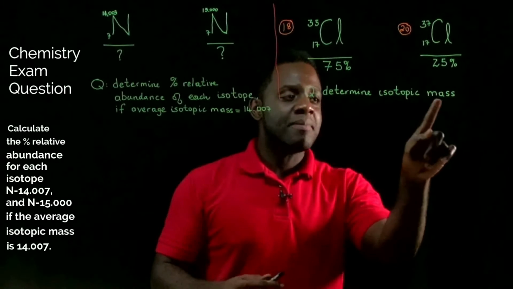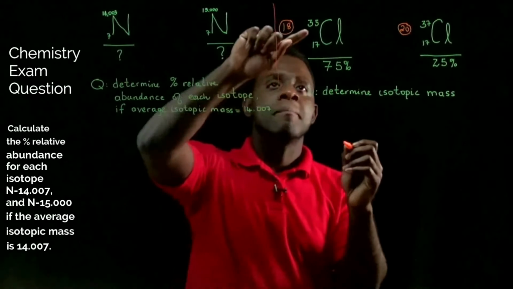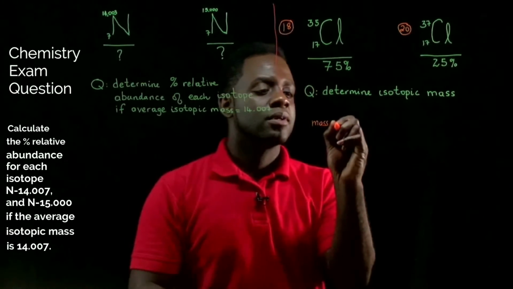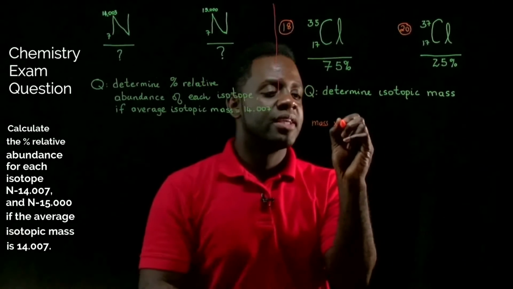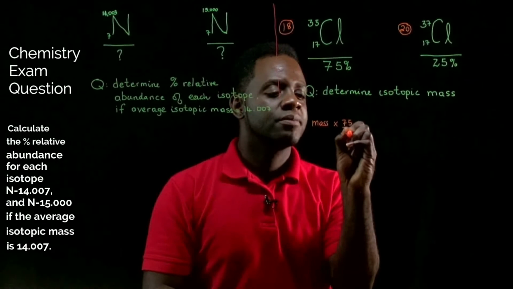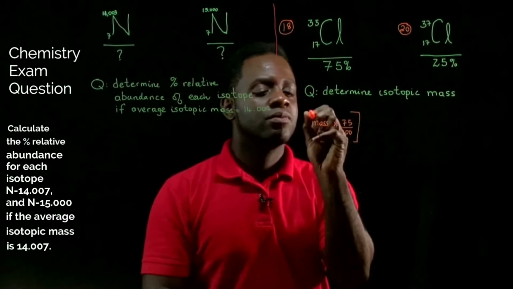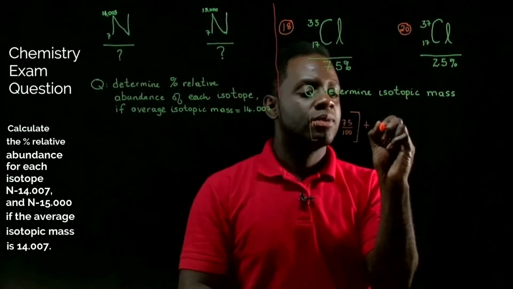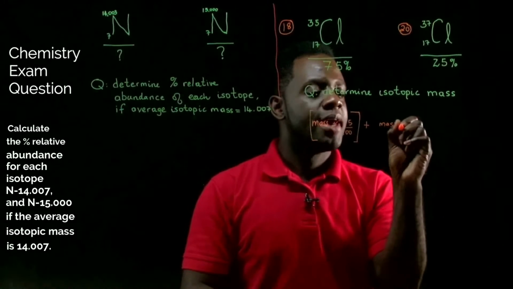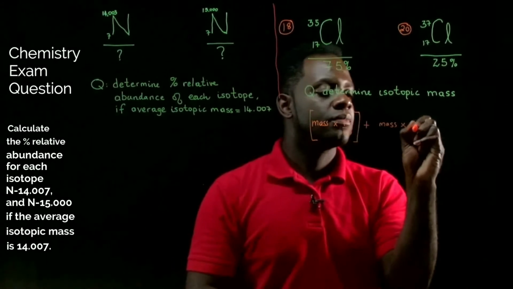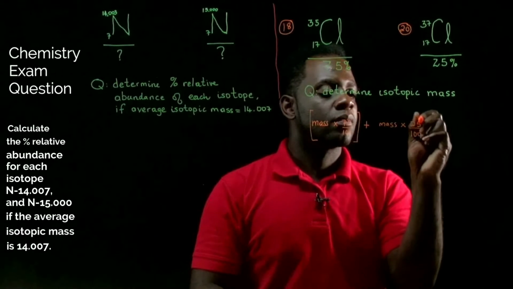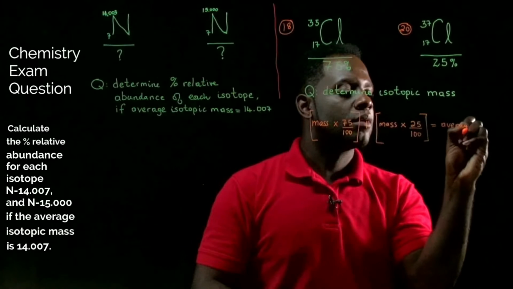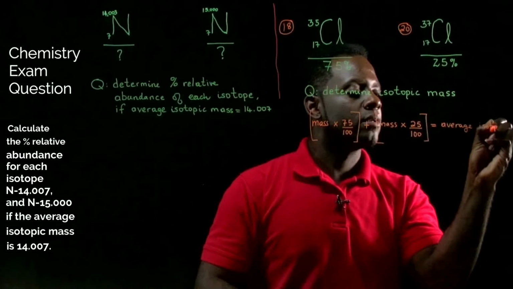To calculate the isotopic mass, we simply multiply the mass of the isotope times the relative abundance, so that is 75 over 100, and this we need to add to the mass of the other isotope times its relative abundance, and that should give us the average isotopic mass.